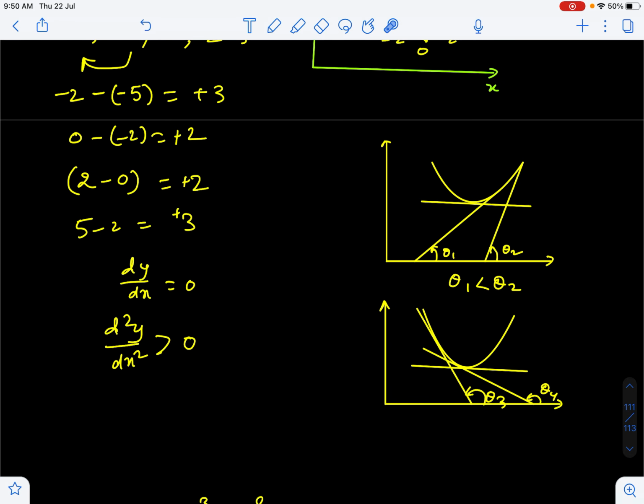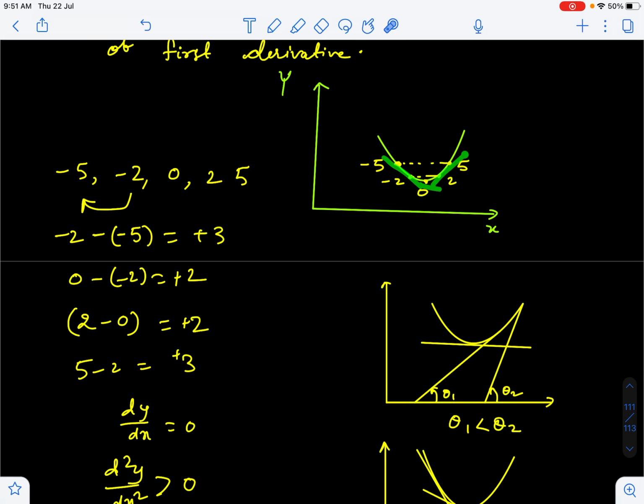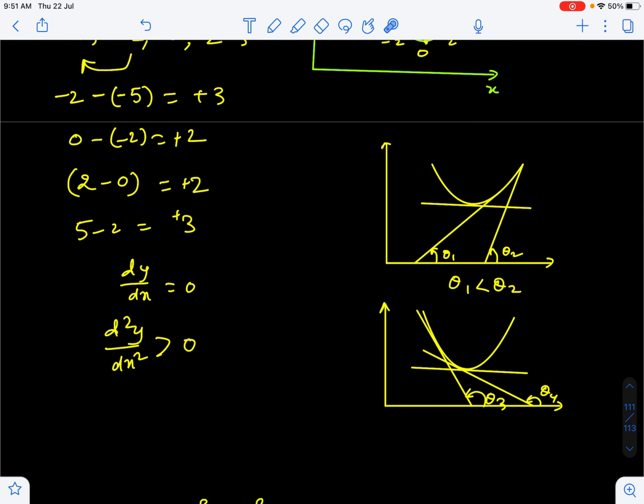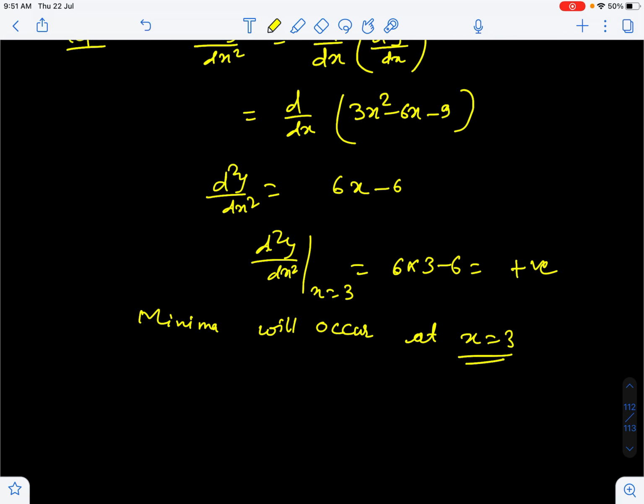Second derivative positive means the slope is continuously becoming more positive. Rate of change of slope is positive, which means the slope is first decreasing in negative and then increasing in positive. I am talking magnitude wise, don't take it otherwise. Slope is decreasing in negative and increasing in positive. This means the overall change will be positive. So the rate of change of slope, or rate of change of first derivative, is positive. That means minima occurs. So I have substituted the value, and at x is equal to 3, the minimum of that function will exist.